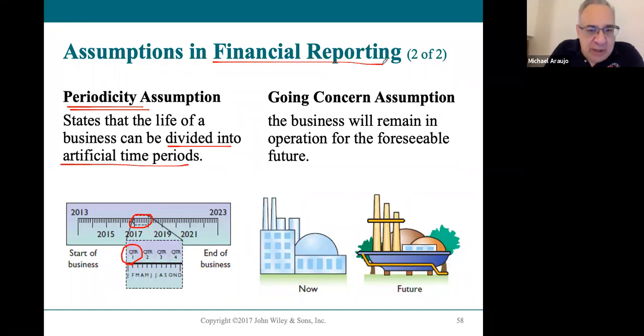And that all companies do reports by the month, by the quarter, and by the year. The shortest period of time of reporting will always be a month. The longest period of time of reporting will always be a year. And that's true for all companies. The last assumption here, going concern, simply means that we are going to assume the company will be existing long in the future. We're just going to assume it's going to keep going on forever.